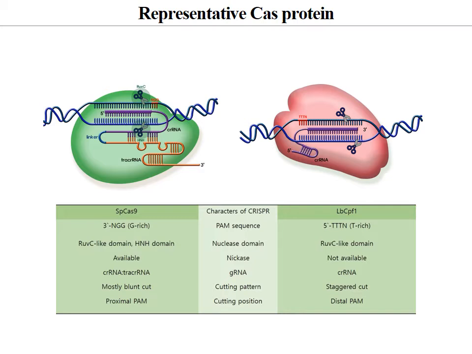Unlike Cas9, Cpf1 requires a T-rich PAM, and it has two RuvC-like domains, so it is difficult to make a mutant version like a nickase. And it requires only CRISPR RNA as a guide RNA, and it generates a sticky end, and it cuts distal to the PAM. So for your purpose, you can choose the preferred one.